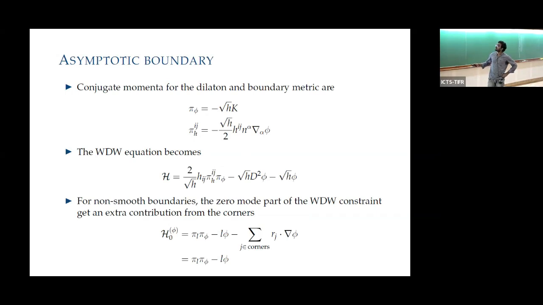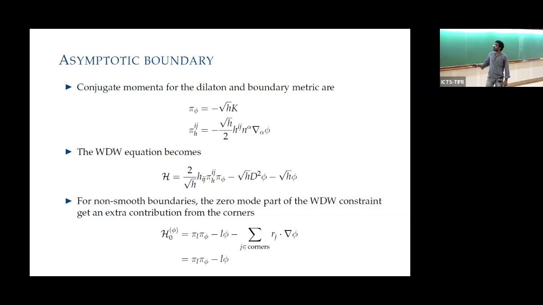Usually if the boundary is totally smooth, this term is unimportant because it is just a total derivative term when you integrate it along the boundary, so it vanishes. You're saying this term is always there? It's always there, but it's not important when the boundary is totally smooth. But when the boundary is not smooth and you have some corners, this term is important.